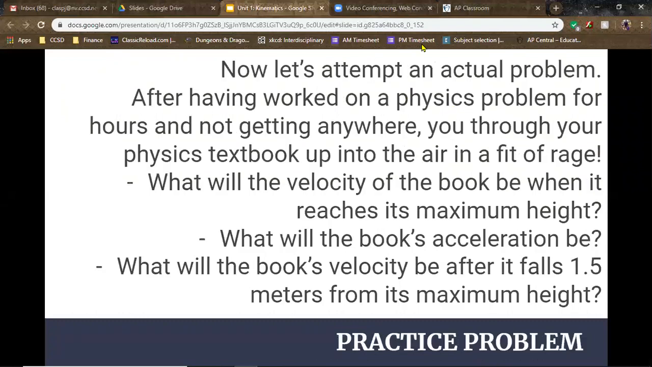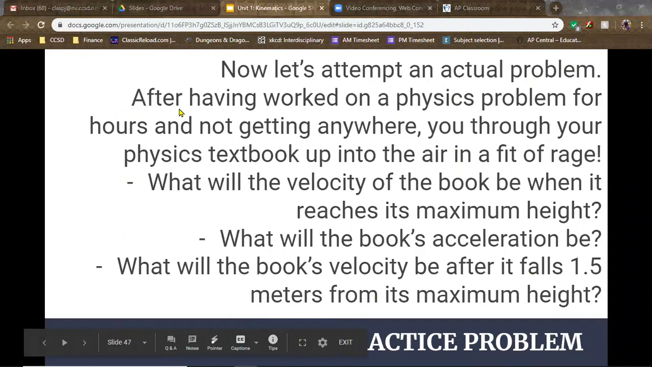All right, now let's attempt an actual problem. So here's the problem. You've worked on a physics problem for hours, you're not getting anywhere, and you throw your textbook up in the air in a fit of rage. What will the velocity be when it reaches its maximum height? And what will the book's velocity be after it falls 1.5 meters from its maximum height? All right, I don't think I have any notes on this one either. Oh, I do, okay. Whoops, well, you got an answer right there.